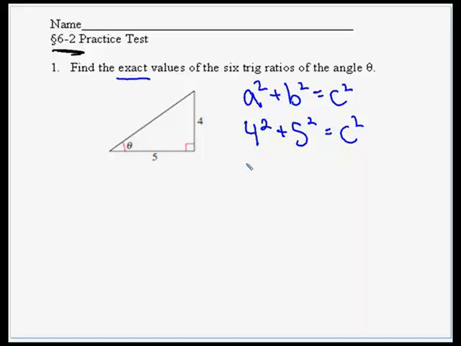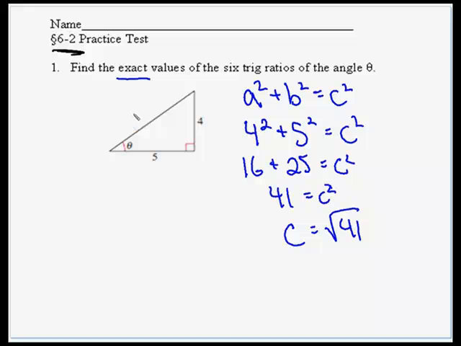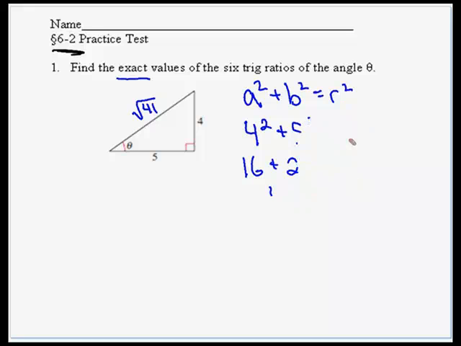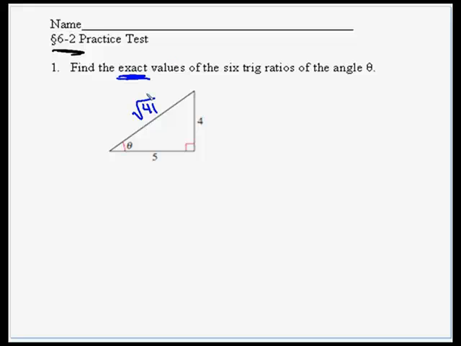And let's see, 4 squared is 16, 5 squared is 25. So if we add those up, we get 41. That is c squared. And we square root. C is the root of 41. That's our hypotenuse. So our answers are going to have some radicals in them. And it does say find the exact value. You know, we could punch 41 into the calculator and take the square root of it and put a decimal there, but decimals are not exact. They're rounded off. So the directions say stick to those exact values.